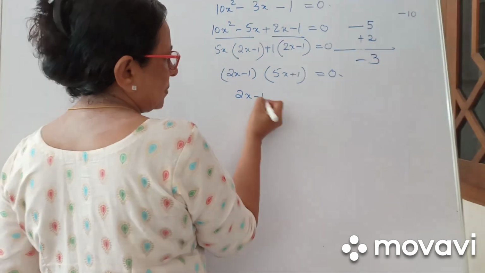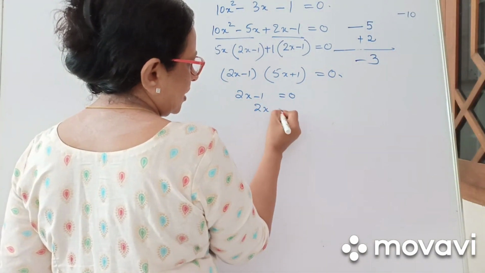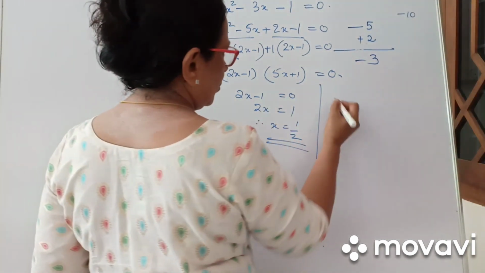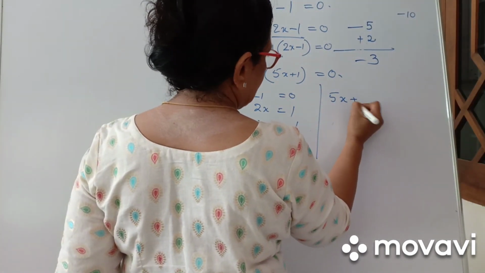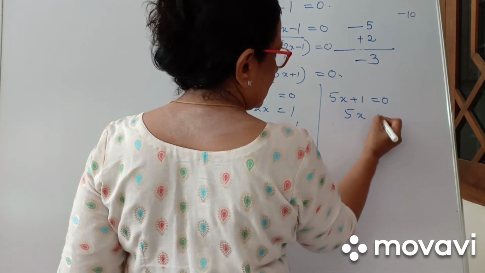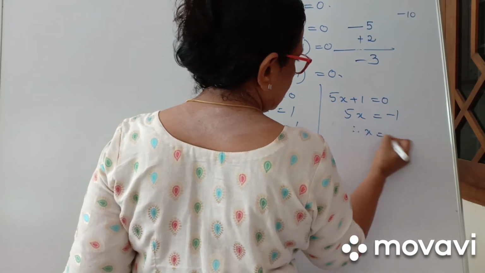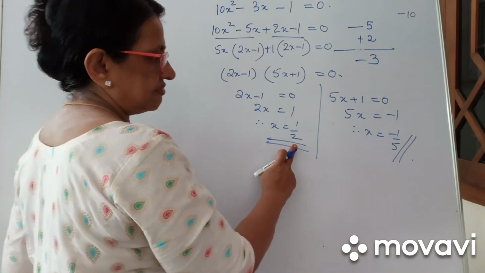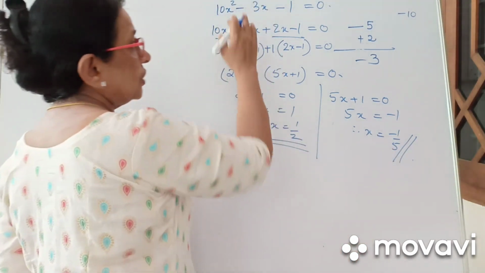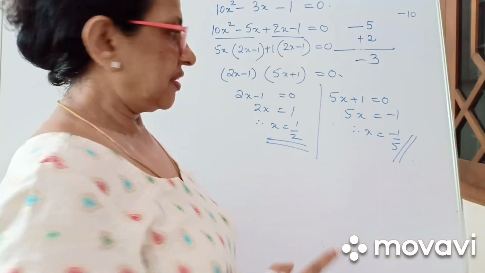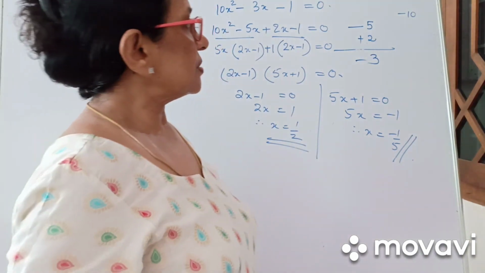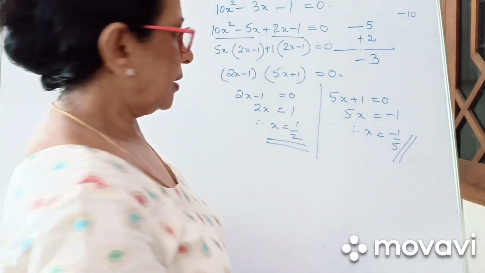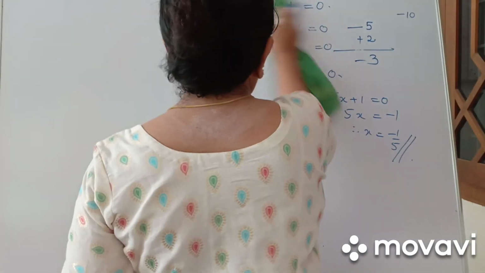So that means 2x minus 1 equal to 0, 2x equal to 1, therefore x equal to 1 by 2. You can do this step; if you don't do it also, no problem. 5x plus 1 equal to 0, 5x is equal to negative 1, therefore x is equal to negative 1 by 5. Okay, see, the solution is 1 by 2, negative 1 by 5. I told you the roots of the equation, one will be positive, one will be negative. Understood? Hope you all understood.